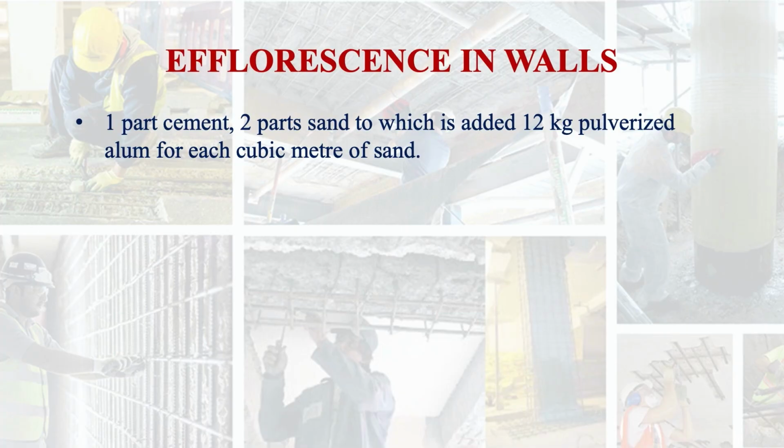Take 1 part of cement, 2 parts of sand and add 12 kg of pulverized alum to this for each cubic meter of the sand. This is the constitution of this.